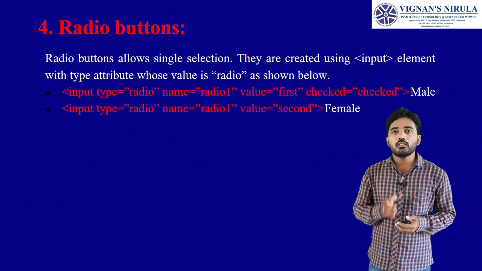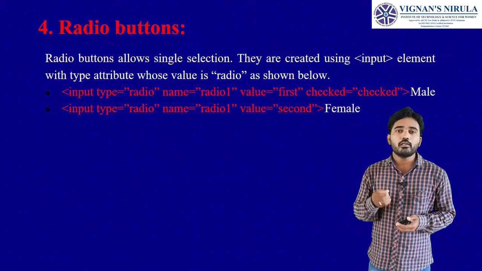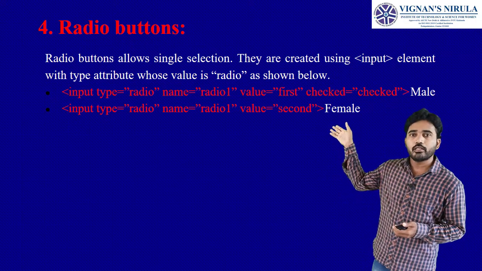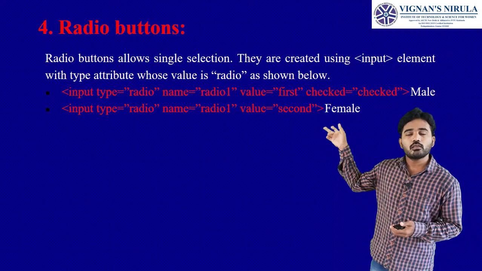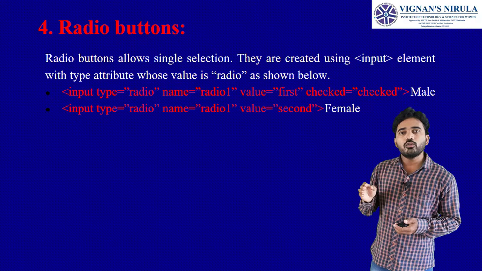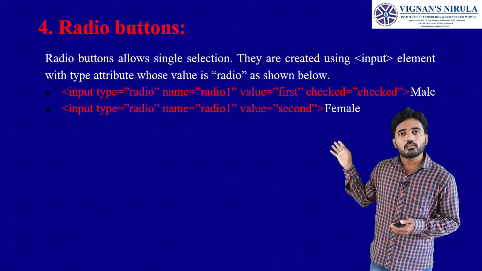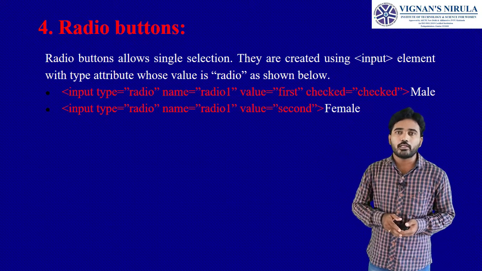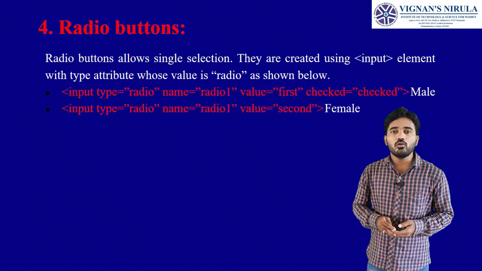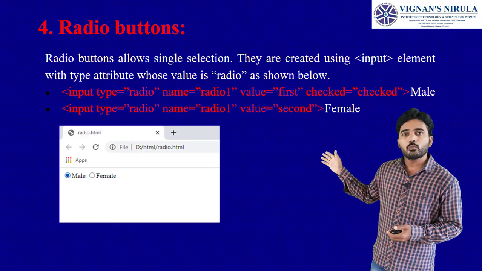These radio buttons are created using the input tag, as usual, with a type attribute equal to radio. See here in this example we have created two radio buttons, one is male and another one is female. The remaining attributes are the same as usual, that is type, name, value, and checked equal to checked. You need to write it for the one you want to select. Understood? If you write like this, then you will get the output in this manner.